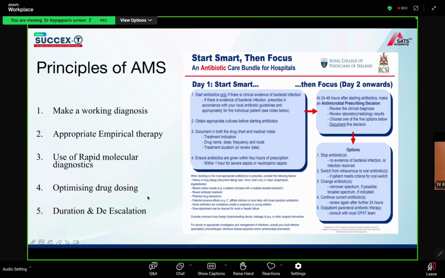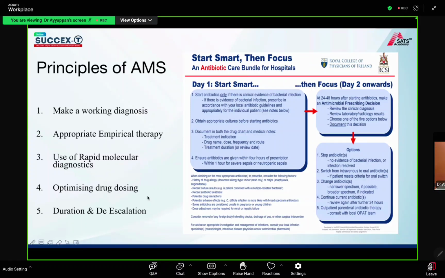The principles of it are: make a working diagnosis and choose an appropriate empirical therapy based on your local antibiogram, and use your rapid molecular diagnostics to come to an early conclusion of what could be the possible etiology of the clinical condition, whether it is infective or non-infective, and optimize the dosing of the drug based on your PK/PD principles. And once you get the definitive diagnosis, limit the duration as well as consider early de-escalation of antibiotics based on the clinical profile of the patient.